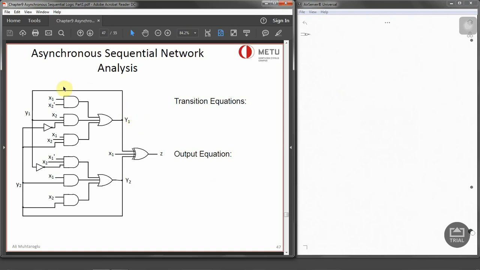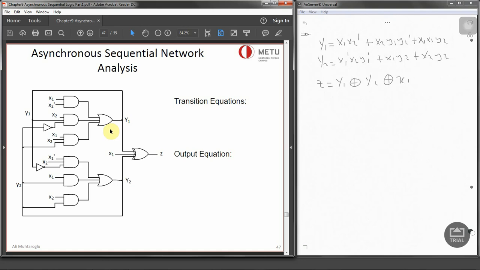Now, let's consider Y1 first, which is the upper part of the circuitry, and then we'll consider Y2, which is the lower part of the circuitry. So Y1 equals what? It's X1 X2 prime, or X2 Y1 Y2 prime, or X1 X2 Y2. So these are all ORed together for Y1. Then Y2 is X1 prime X2 Y1 prime, or X1 Y2, or X2 Y2. And we have an output equation: Z equals Y1 XOR Y2 XOR X1. Now these are all the equations that we need to consider for our analysis.